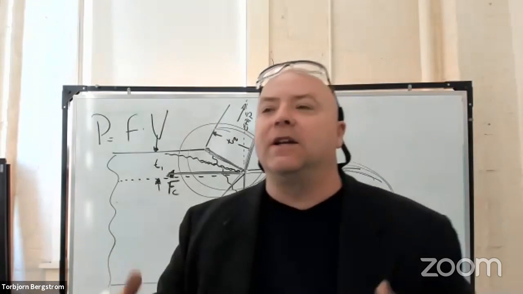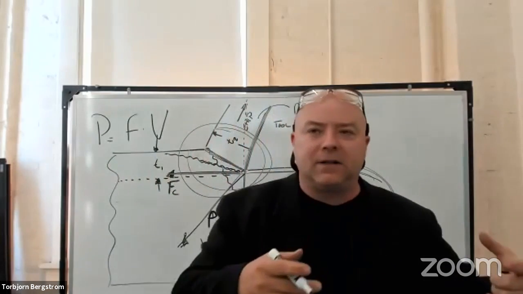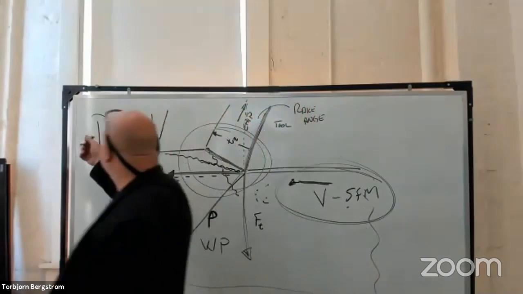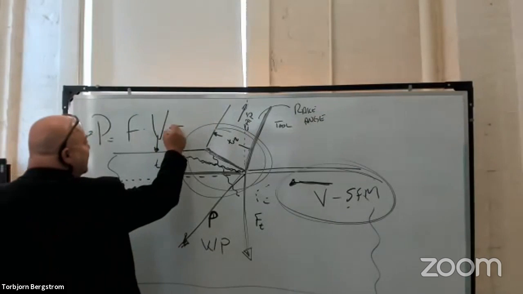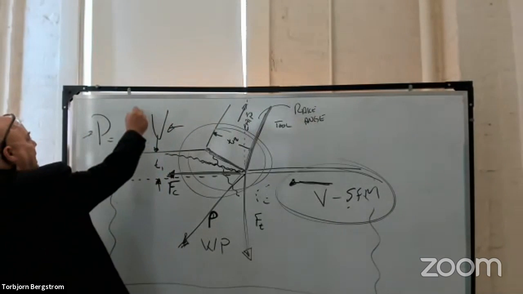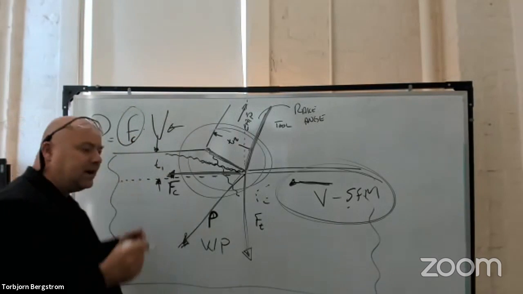Now there's other ways I could do it. I could put a force sensor underneath the tool or underneath the workpiece, but the simplest way is I can measure the power going to the spindle. So if I know the power, and I know the velocity, and I know the velocity because I told the machine what velocity to use, I can find that FC, can't I? So that's kind of cool. So that's nice.